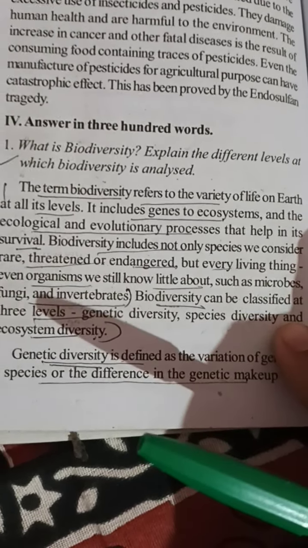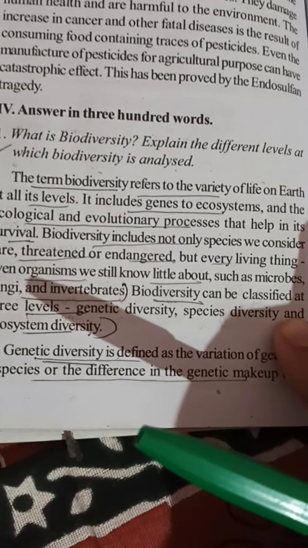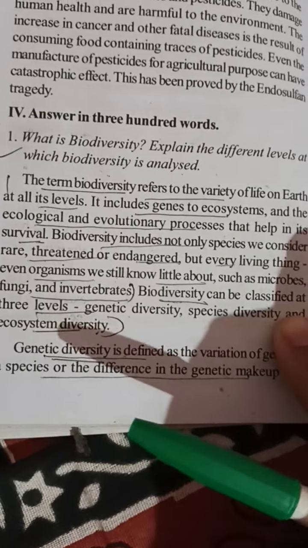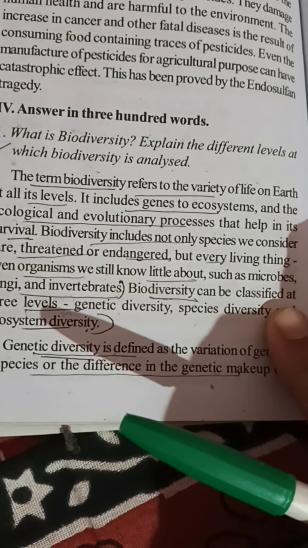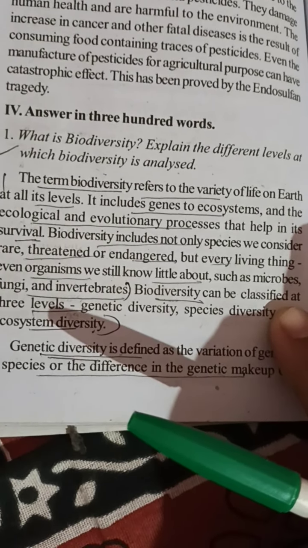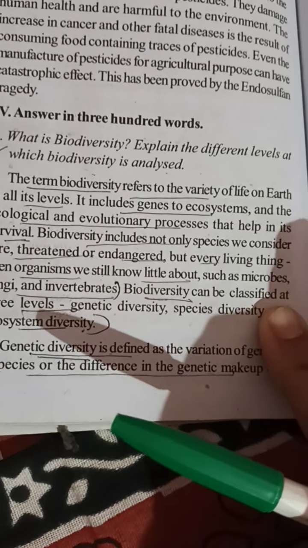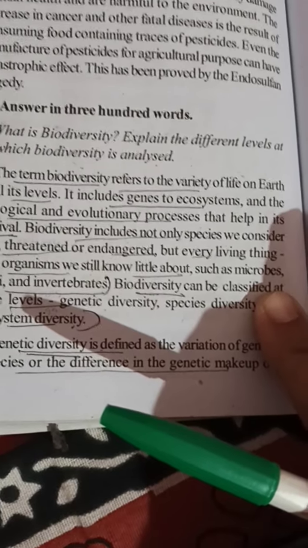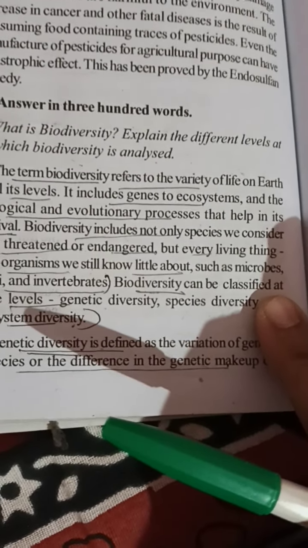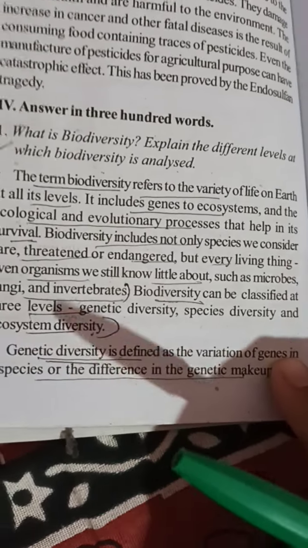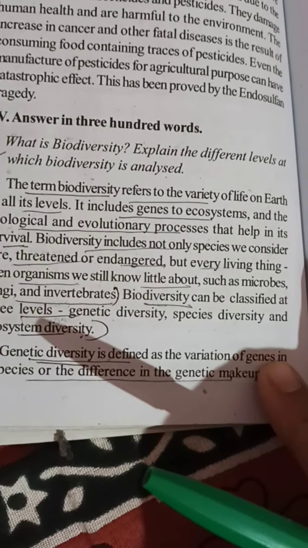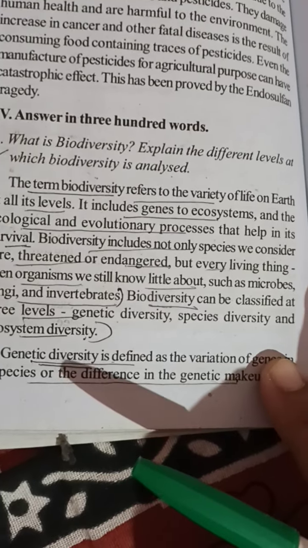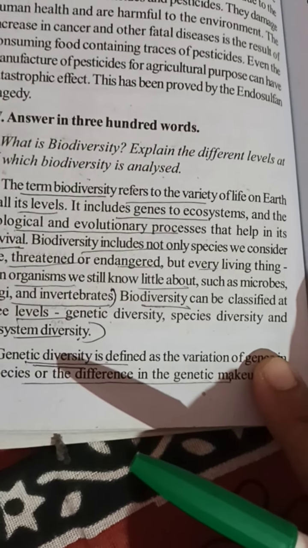Biodiversity includes not only species we consider rare, threatened or endangered, but every living thing, even organisms we still know little about, such as microfungi and invertebrates. It includes not only big things that are visible to our naked eye, but also living beings which are impossible to detect with the naked eye and can be detected only through microscopic vision, like microbes, small fungi, invertebrates, etc.